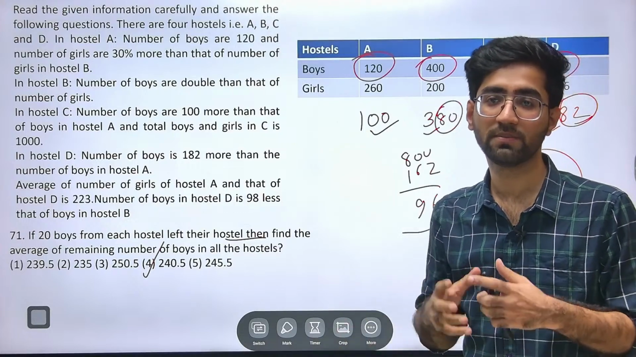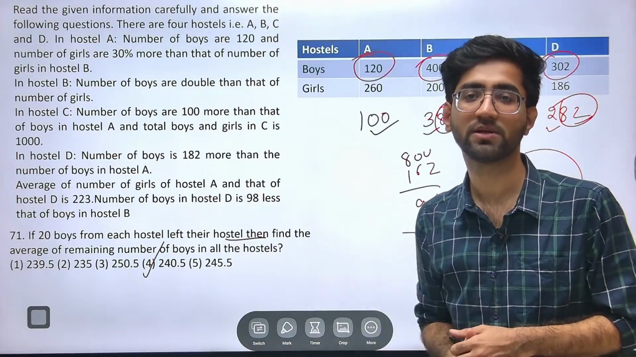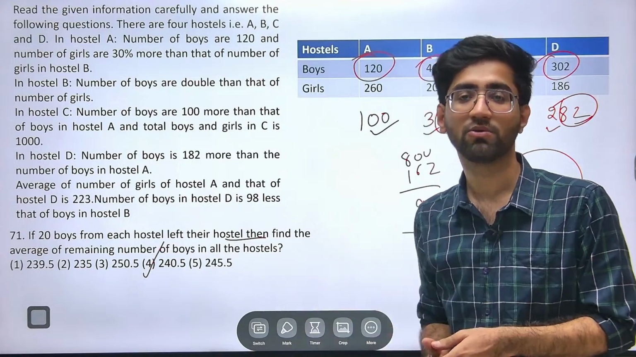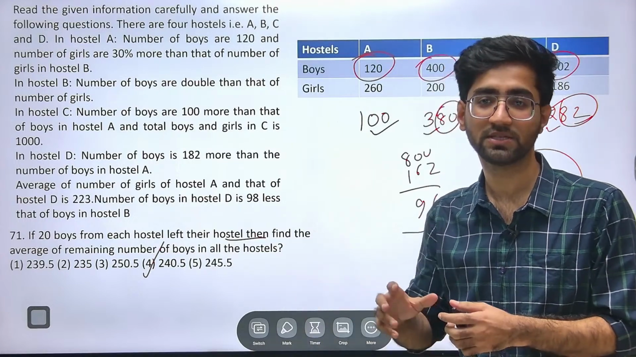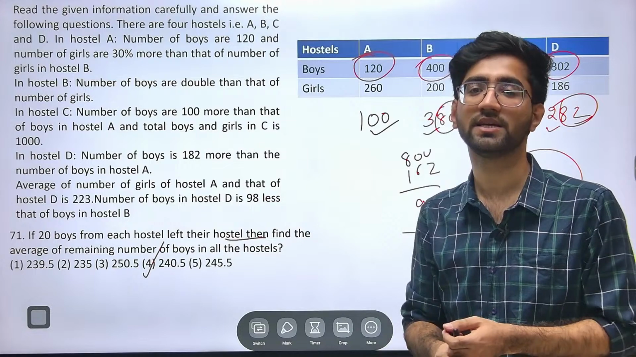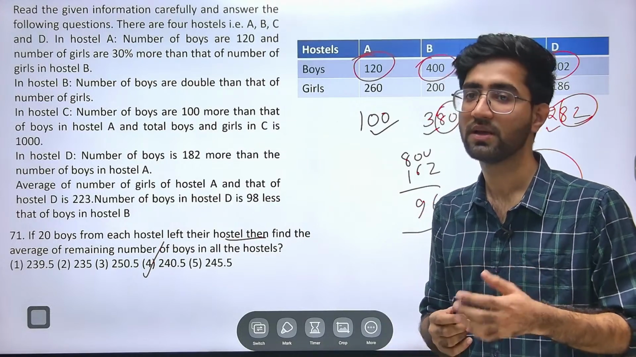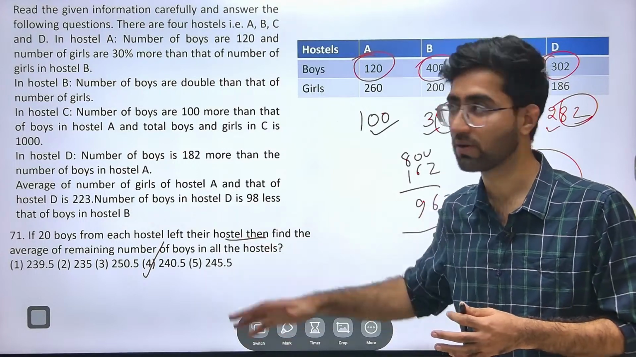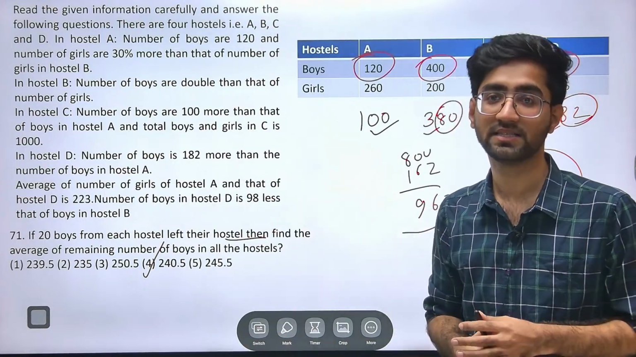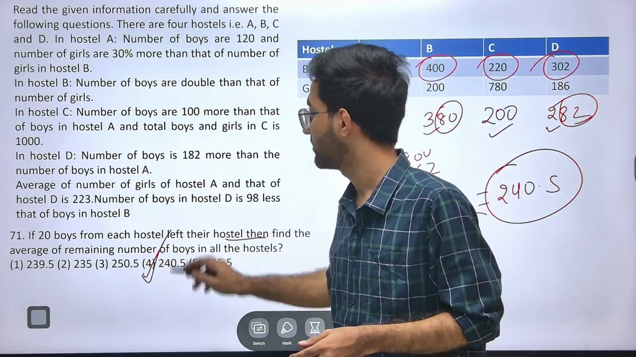Then only you will be able to save time to solve other questions of quant and the questions of other sections, right? Because in this exam you get the composite time, right? So you should try to work on increasing your speed when it comes to quant, when it comes to dealing with DI sets, right? So the correct answer is option 4.